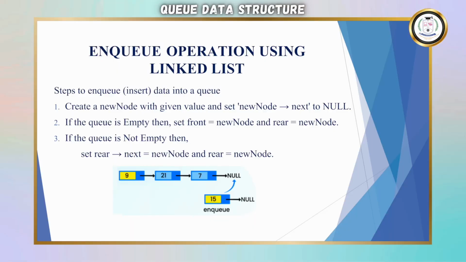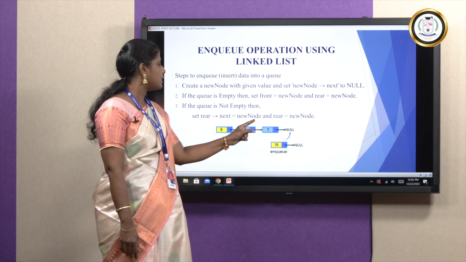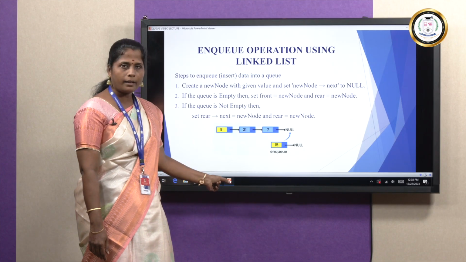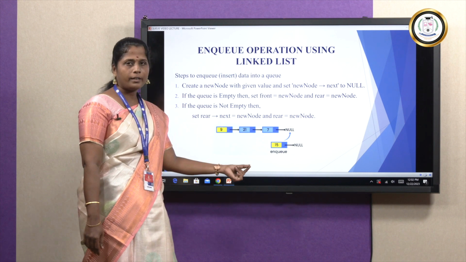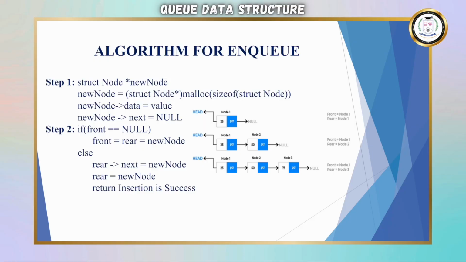And if the queue is not empty, in that scenario our rear position will be changed to the newly created node. So the existing linked list's last node will be connected with the newly created node, and we will change the position of the rear to the newly created node. So this is the algorithm for inserting an element in a queue using a linked list.